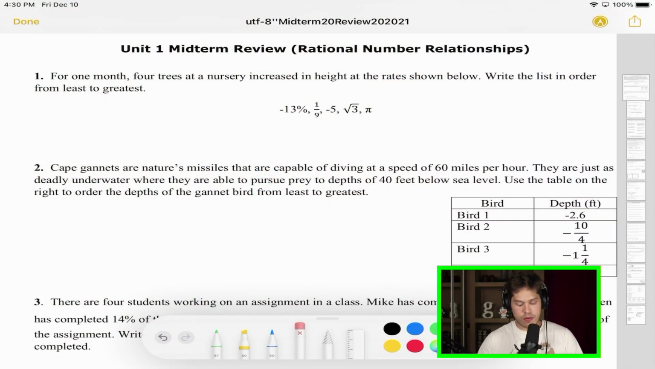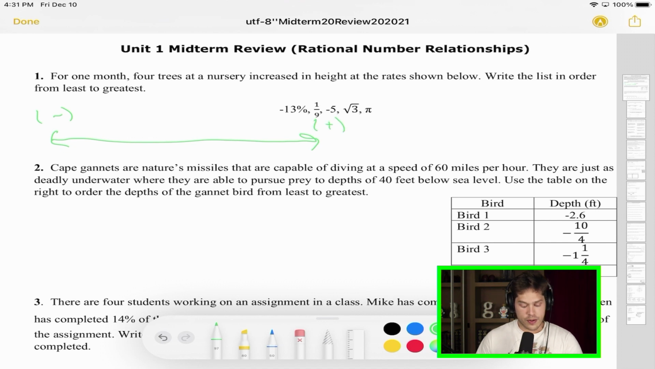Okay, our first question. For 1 month, 4 trees at a nursery increased in height at rates shown below. List in order from least to greatest. Okay, from least to greatest, we need to be thinking of our number line, where we have negatives way over here and positives way out here.